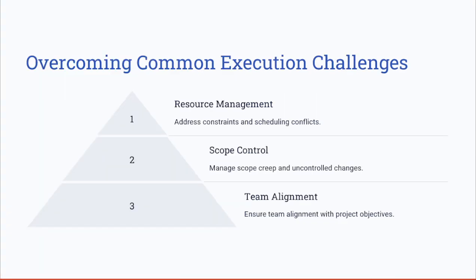The common execution challenges and how to overcome them. Execution challenges such as resource constraints, scope creep, and team misalignment can impact the project success. Proactively addressing these issues through better planning and communication leads to improved execution performance. To look at an example here, let's say a government infrastructure project suffered from frequent design changes, leading to delays. Implementing a stricter change control process can reduce the disruption in future projects.